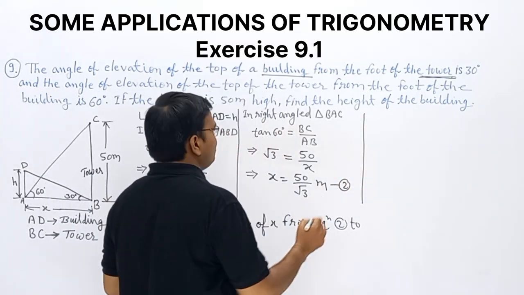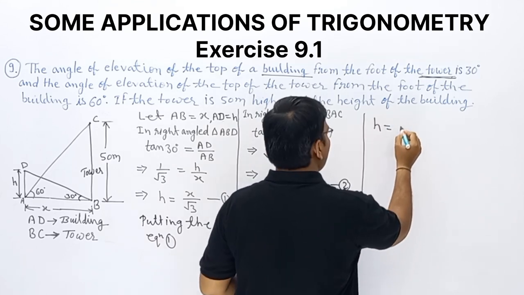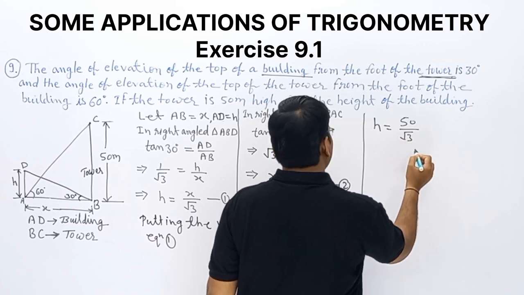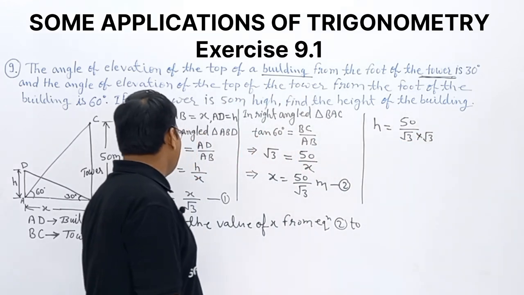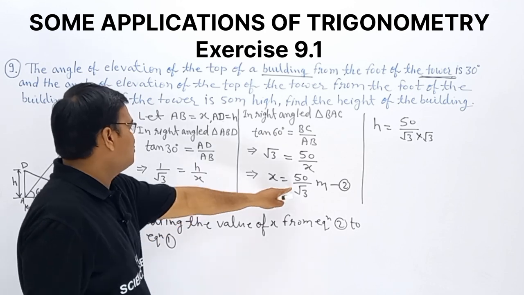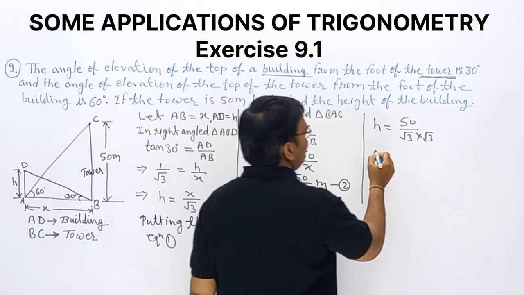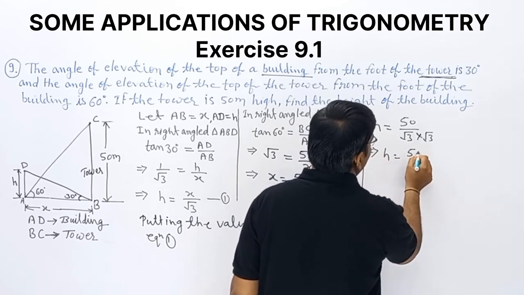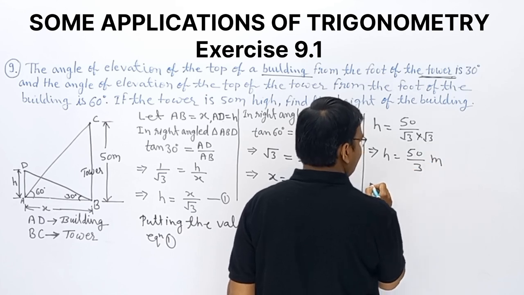once we put this value there, then h is equal to the value of x, which is 50 upon square root of 3, into, in the denominator we already have square root of 3. Clear? X is this one, and in the denominator we have square root of 3. So we are getting this. Once we solve, h will be 50 upon 3 meter. This will be the height.